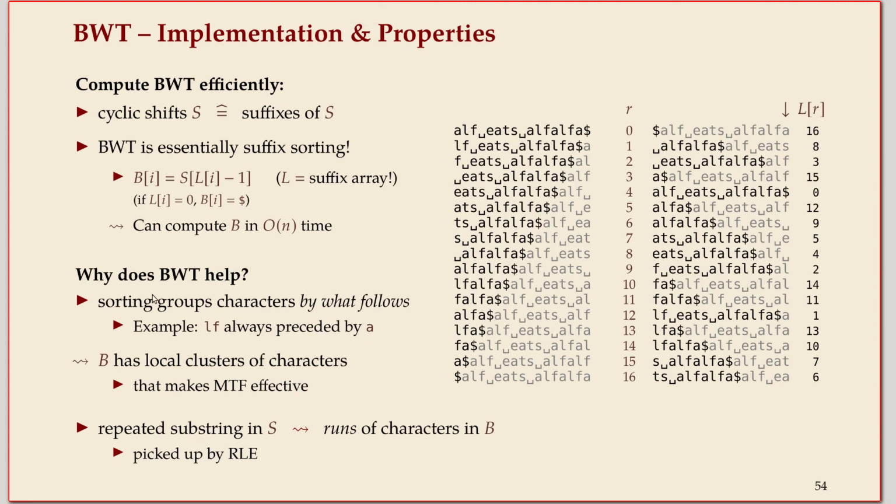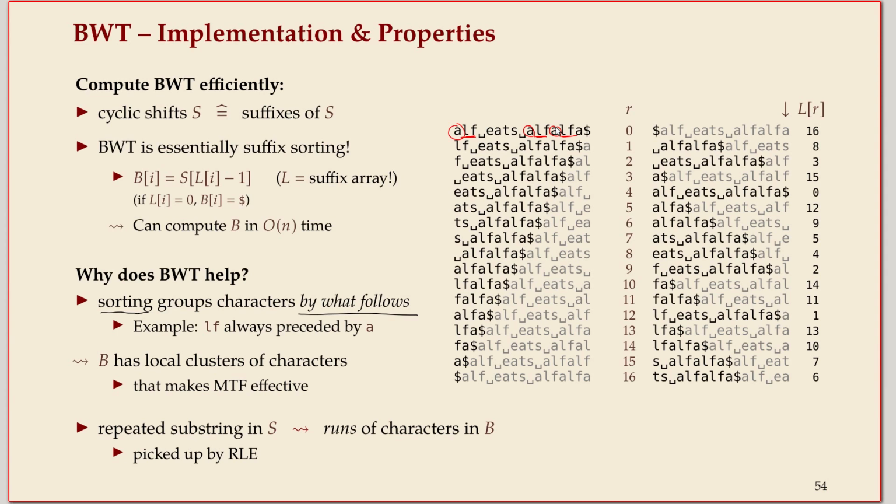Also in this picture, we can get a feeling for why the Burrows-Wheeler Transform helps with compression. The first observation is that sorting groups the characters in the BWT by their context, by what follows them in the text. So, for example, LF is always in this string, "alf eats alfalfa." Any occurrence of LF is preceded by an A. Here's LF, there's your A. Here's LF, there's your A. Here's LF, there's your A.